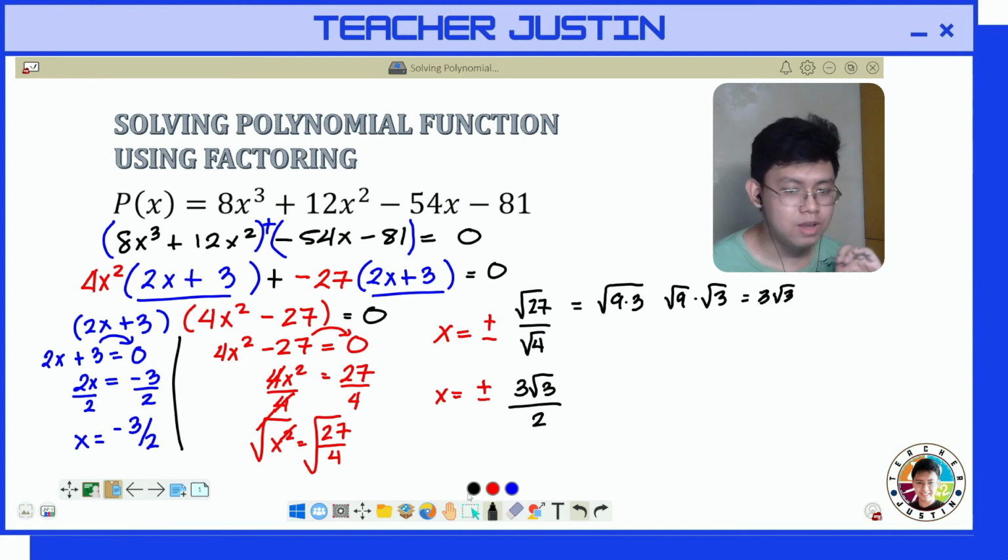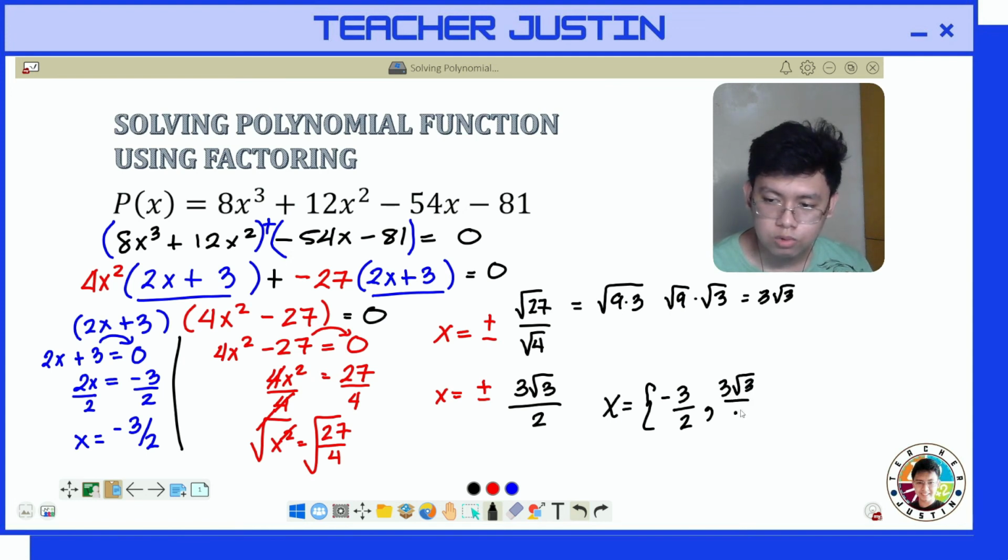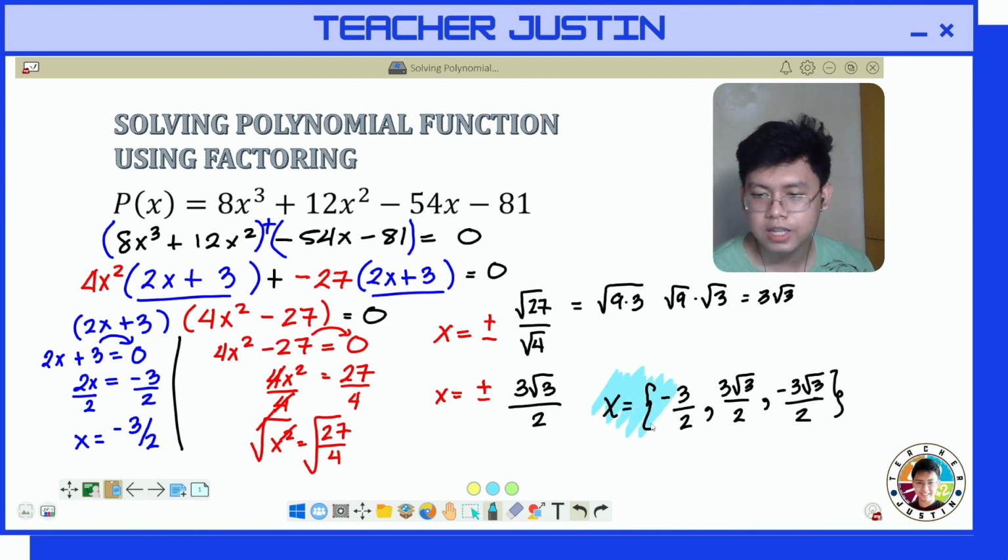Okay? Now that we have all the values of x, let's proceed to writing our final answer. So the values of x of this polynomial function will be negative 3 over 2, then 3 square root of 3 over 2, and negative 3 square root of 3 over 2. And that will be our final answer. Ta-da! Alright. And that is it.